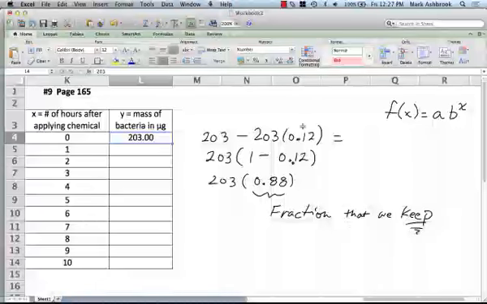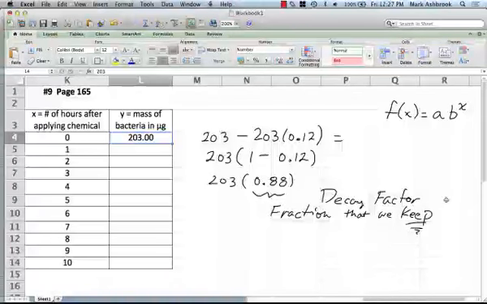That's key. All right, so it comes from the number 1 minus how much we lose, right? How much we lose is 12%. So a decay factor is the fraction. It's just like a growth factor, but now it's going to be a fraction, and it's going to be the fraction that we keep. That's what the decay factor is.